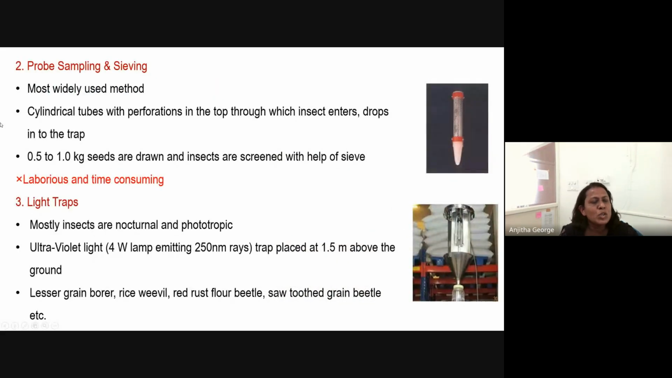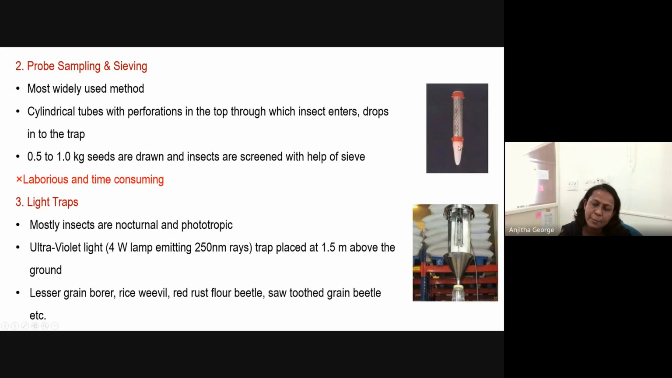The second method is probe sampling and seeding. It's just a simple thing. It's a tube which has a conical shape down here. You can see the white color cap, and this is a steel frame, cylindrical in shape, having perforations. You insert this probe into the middle of your seed bag, with the top of the probe at the level of your seeds. After a few hours or maybe 2-3 days, you can see if the insect infestation is there. The insects will enter through these holes, and they will get trapped in this white cap.